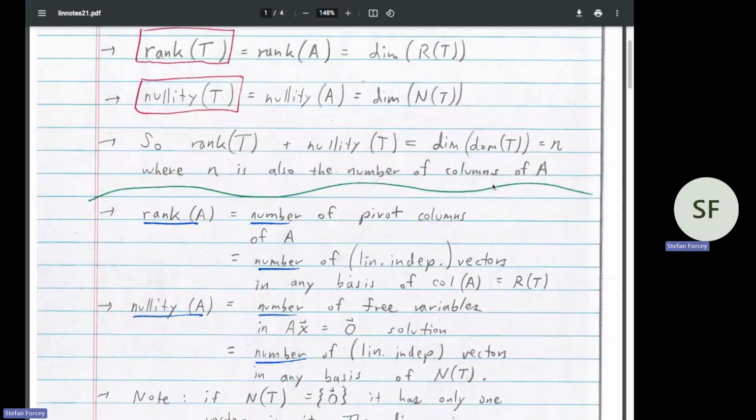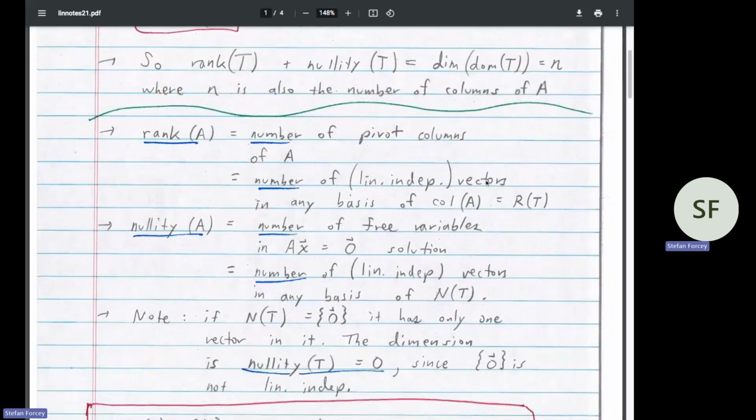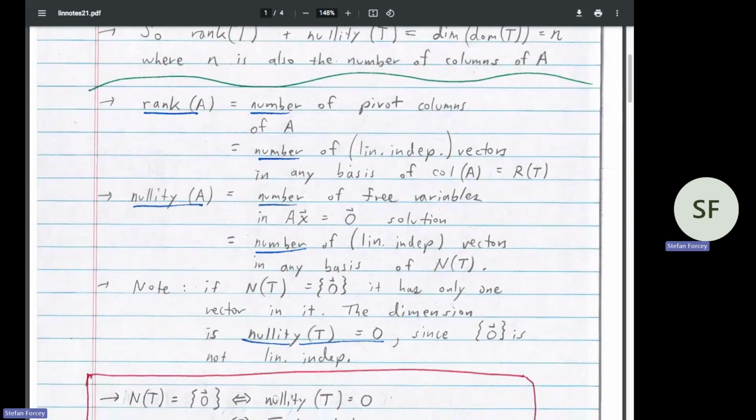Here's some other places that we've seen rank and nullity before. Rank is the same thing as the number of pivot columns of A, and that means it's the number of linearly independent vectors in any basis of the column space of A, which is the range of T. Nullity of A is just the number of free variables in the solution to the homogeneous equation, AX equal to 0. And it's the number of linearly independent vectors in any basis of the null space of T. So we're really saying the same stuff, just to review.